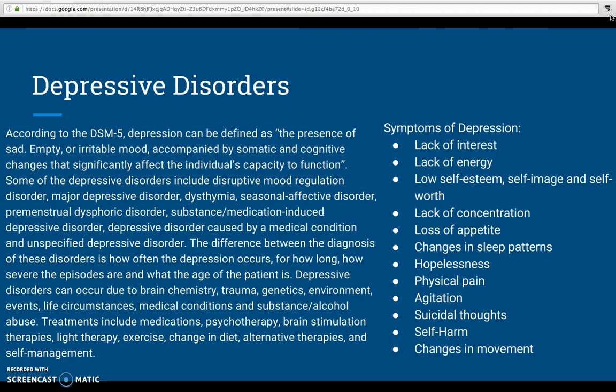The differences between the diagnoses of these disorders is often how it occurs, how long it lasts, and how severe it is. This can also be treated through medications and through therapy, different types of functions like that. Some symptoms that may arise through these different depressive disorders are lack of interest, lack of energy, low self-esteem, a loss of appetite, and a sense of hopelessness. They tend to be self-harmers or have suicidal thoughts.